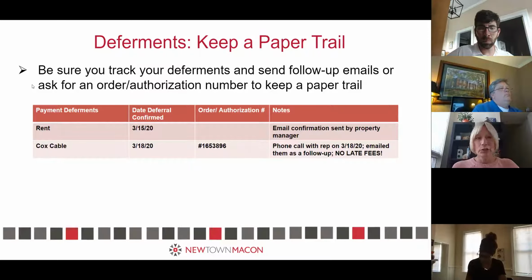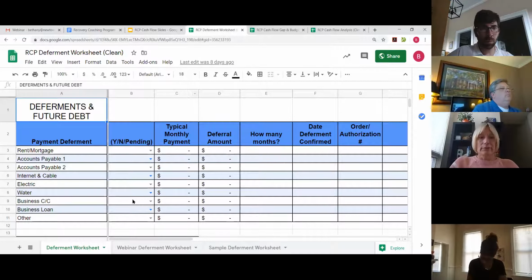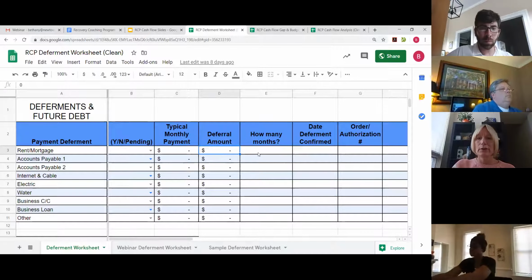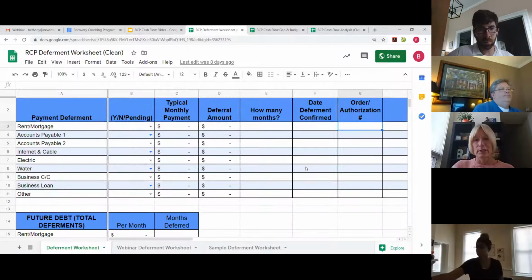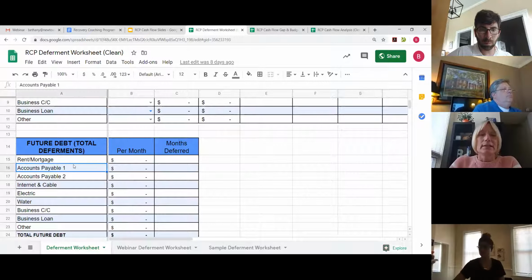I'm going to show you what the spreadsheet looks like that we created for this. So again, you see yes, no, pending, your typical month, and your deferral, how many months. Deferment is spelled funky there, it looks like, but I guess that's actually right. Deferment confirmed, any order authorization number. But then at the bottom of this sheet, something that we want you to really consider is the fact that a deferment is not forgiveness.